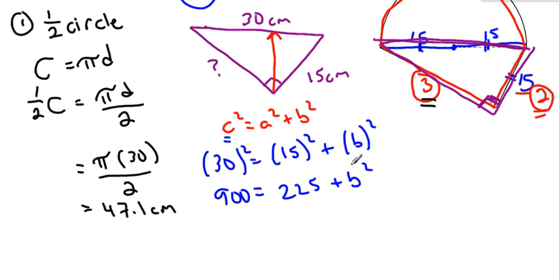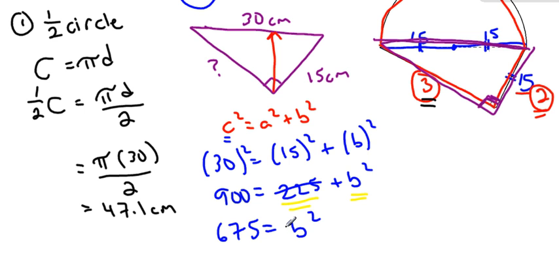And I'm trying to solve or isolate b, so first I'm going to get rid of 225. To get rid of addition of 225, on both sides I'm going to subtract 225. So 900 minus 225 gives me 675. And of course here, when I subtract 225, that just leaves b squared.